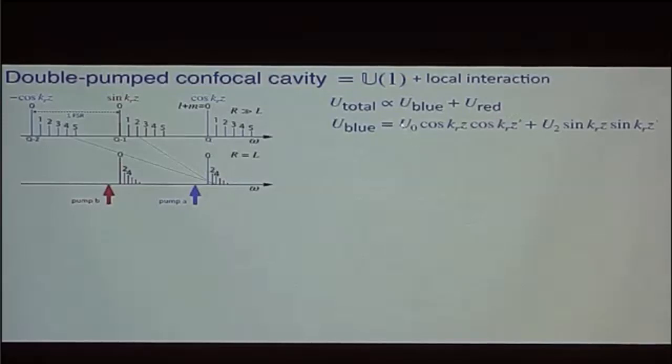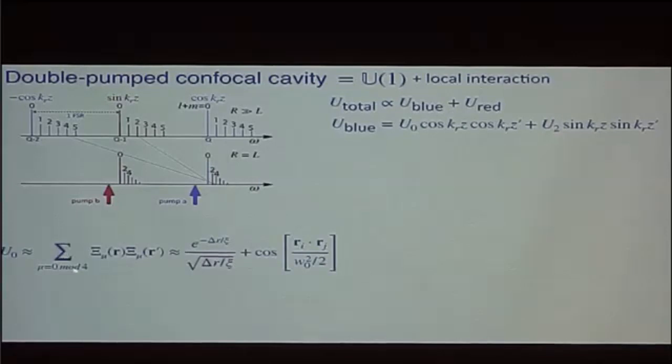All right, so the blue pump can be broken down into two pieces. There's a piece that is proportional to interaction strength U0, which is all the cosine terms. And if you look at the exchange of photons, you get a term that looks like cosine k_recoil, that's the recoil of the light, times z, times the same thing with z prime. Those are the two different positions of the atoms at z and z prime, okay? And you get the same for U2, but U2 is now the even ones, okay? And it's proportional to the sine because it's the red ones here, okay?